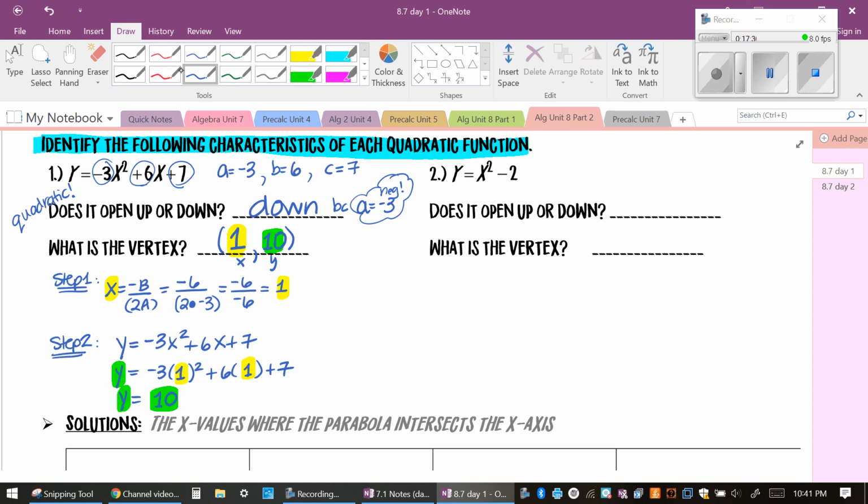Now, if I wanted to do a quick sketch, on the x-axis I would go to 1, on the y-axis I would go to 10, plot my point, and it opens down. So this is if I just wanted to make a quick sketch of this parabola. Okay, next one.